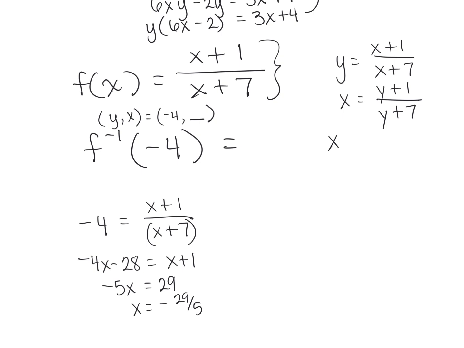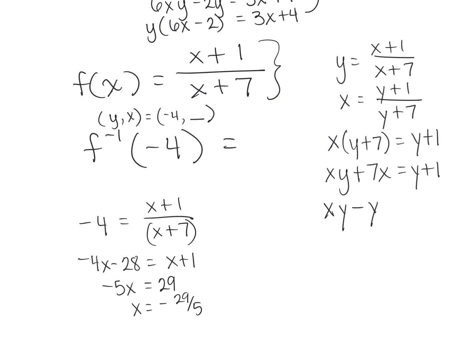Multiply up, so I get x times y plus 7 is equal to y plus 1. So xy plus 7x is equal to y plus 1. Collect your y terms to one side so that you can factor. And 7x has to go to the other side by subtracting. We factor out the y, so we have x minus 1.